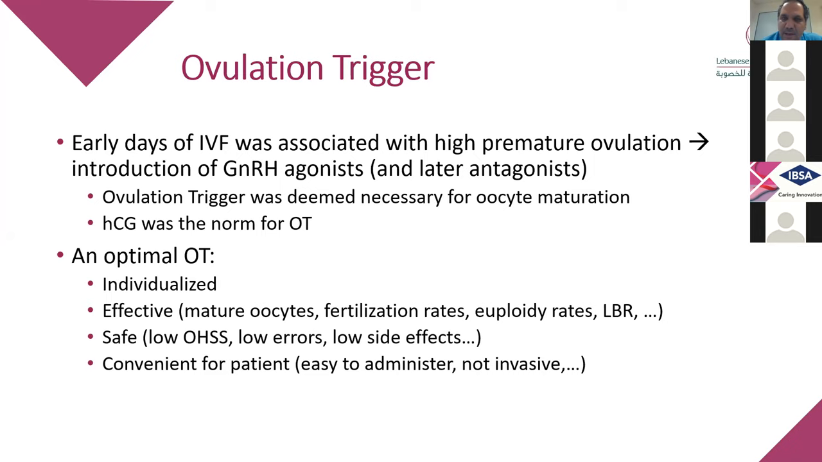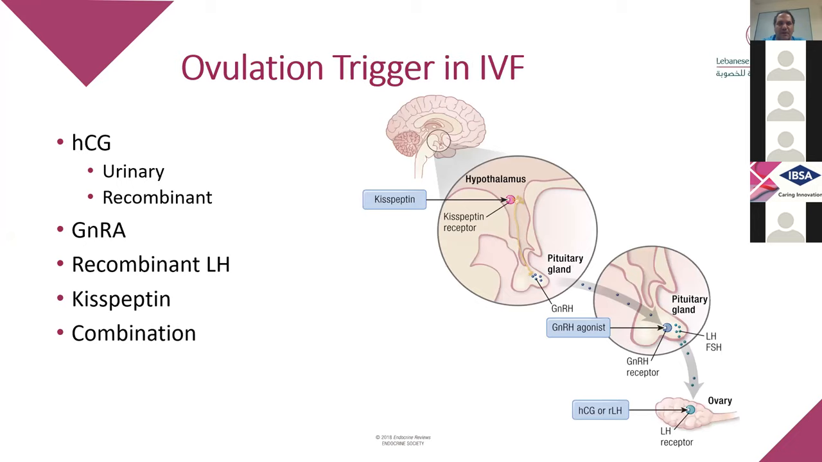So when we do the ovulation trigger, we are usually using hCG. But the other, more and more commonly used, is a GnRH agonist, and also recombinant LH, and more and more kisspeptin. Now, I'm not going to be talking about kisspeptin particularly, but we're going to talk mostly about the GnRH agonist and the hCG. And then there's the combination, which is the dual trigger, where you give a GnRH agonist along with an hCG trigger.